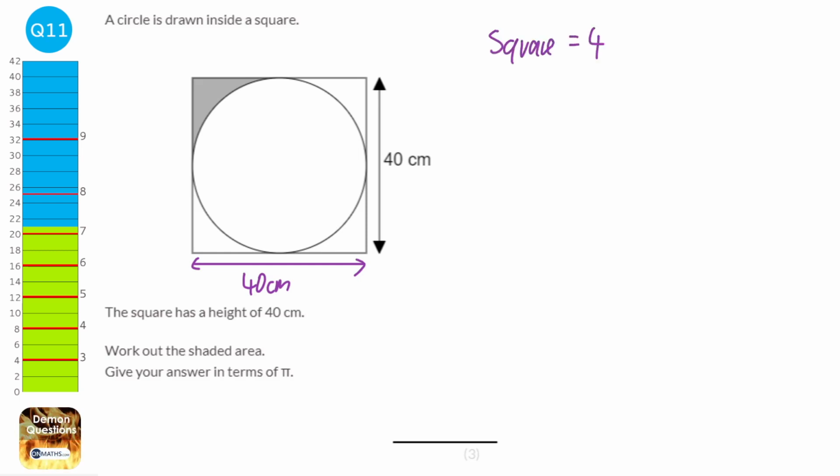And all we need to do now for that is 40 times 40, which will be 1,600 centimeters squared. I normally only put units in our answer.